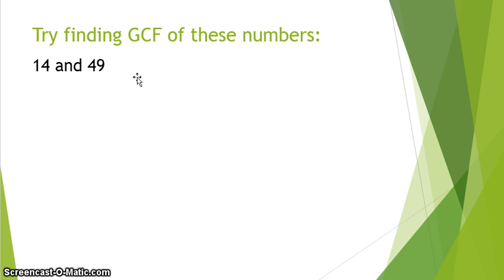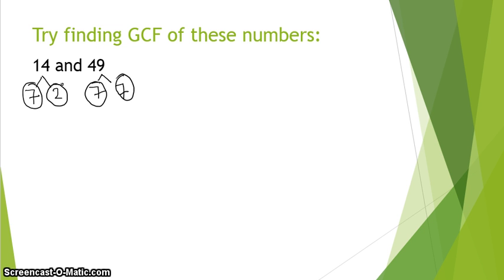Now, try finding the greatest common factor of these two numbers on your own using prime factorization like I showed you. So, let's do the prime factorization here together. Let's break down 14. We know that 14 is divisible by 2, which is a prime number, and you get 7, which is also a prime number. 49, I know that 7 times 7 is 49. They're both prime numbers.